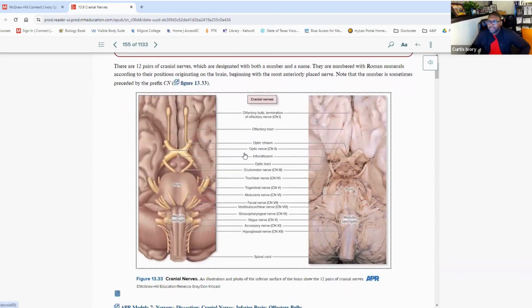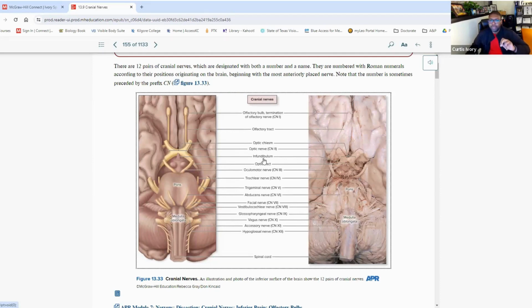On the bottom side of your brain, you have what's called cranial nerves, and you have 12 of them, I believe. Every cranial nerve controls something. So we have the olfactory, which is going to be responsible for your nose or smelling. Your optic chiasm is essentially where your optic nerves are going to meet.